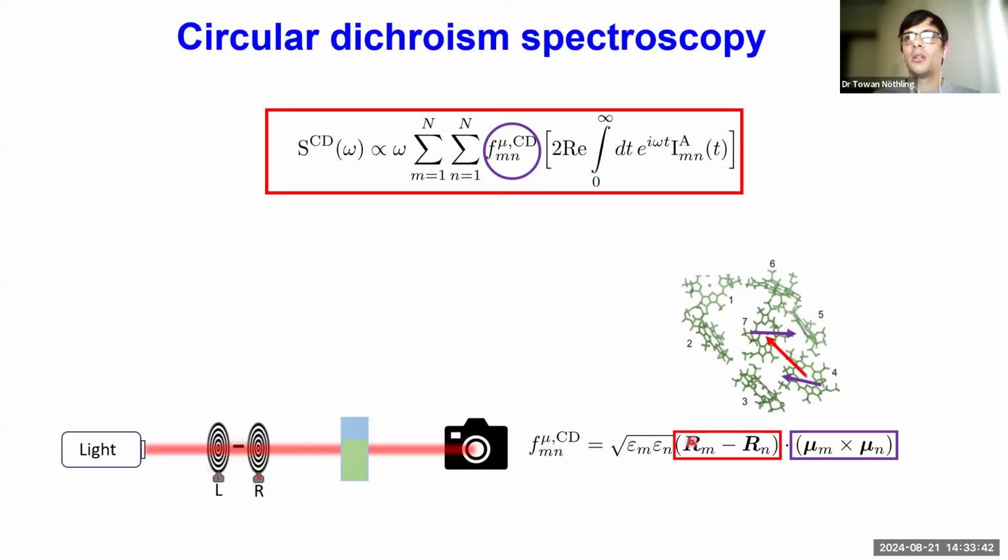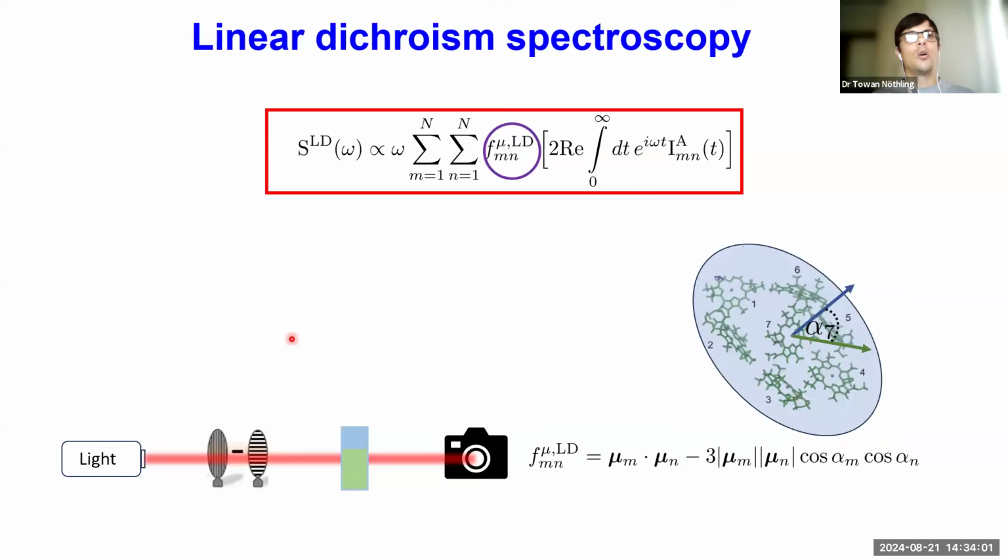The red part is the displacement between the position vector between two pigment molecules, and the purple part is a cross product of the dipole moments of two pigments that are being considered. Lastly, we can calculate the linear dichroism spectra. A linear dichroism spectrum is the difference spectrum obtained when orthogonal linear polarizers are used in the light path.